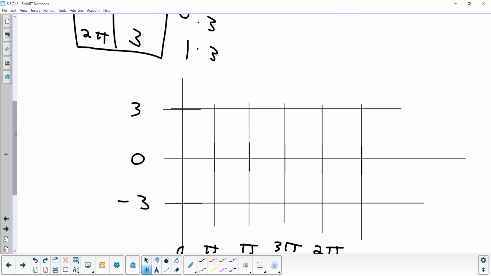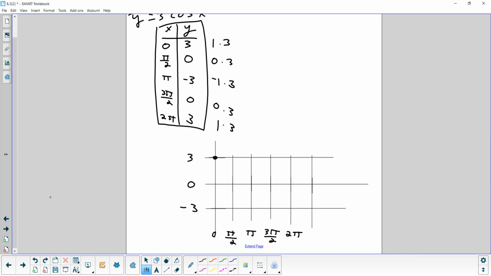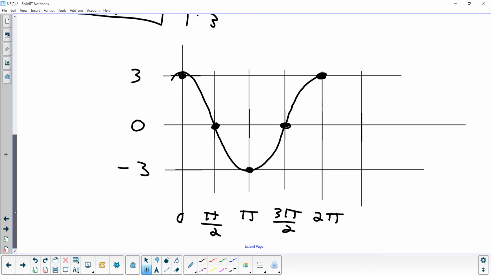So, we've got 0, 3. Pi over 2, 0. Pi, -3. 3 pi over 2, 0. And 2 pi, 3. And draw in your first cycle for the graph. And that's it. So that's a vertical stretch by a factor of 3, which would correspond to a louder sound. Questions on the table or the sketch?